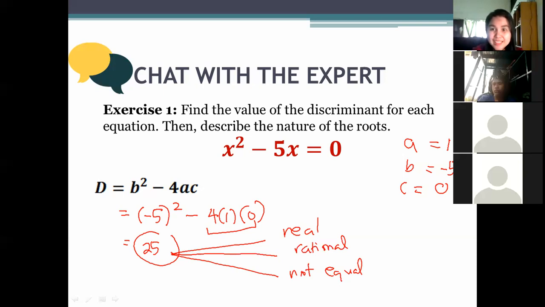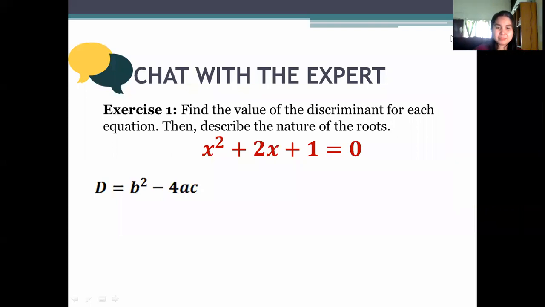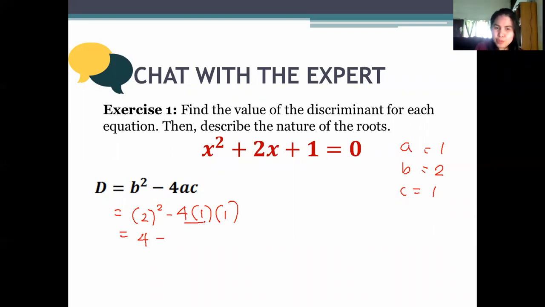Now let's go to the last one. Ready? Here. In the chat box, let me know the values of A, B, and C. Ready? Very good. A is 1, B is 2, C is 1. Let's substitute. 2 squared minus 4 times A times C. 2 squared is 4 minus 4 times 1 times 1, it's 4. So our discriminant is 0.